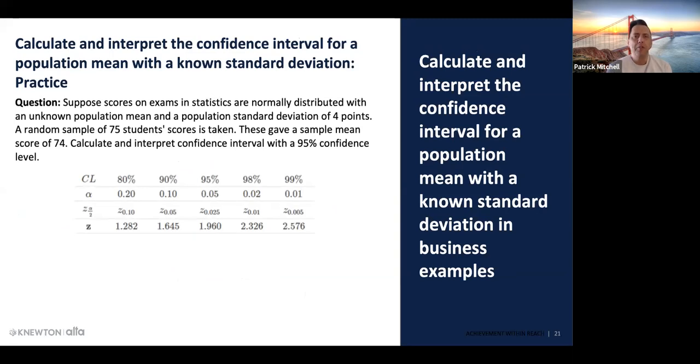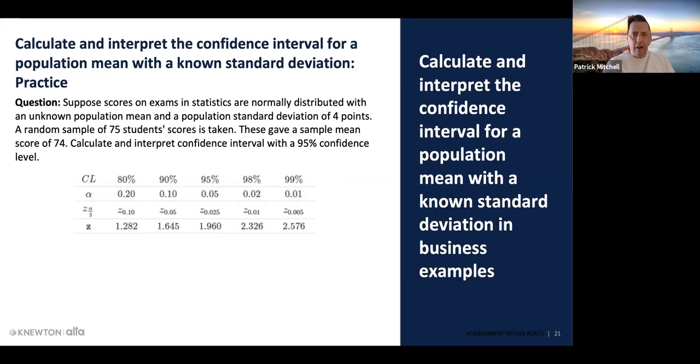All right, suppose scores on exams in statistics are normally distributed with an unknown population mean and a population standard deviation of 4 points. I think this is the same example from 2 examples ago. A random sample of 75 student scores is taken. These gave a sample mean score of 74. Calculate and interpret the confidence interval with a 95% confidence level.